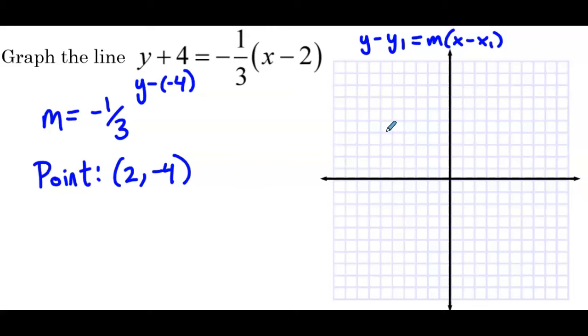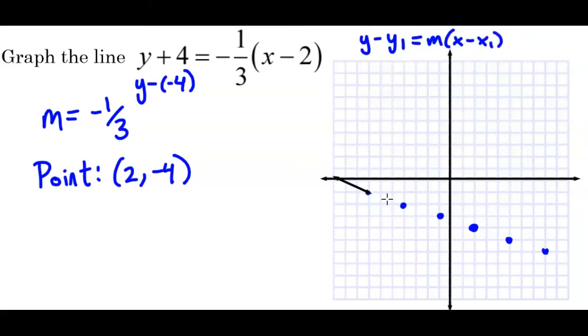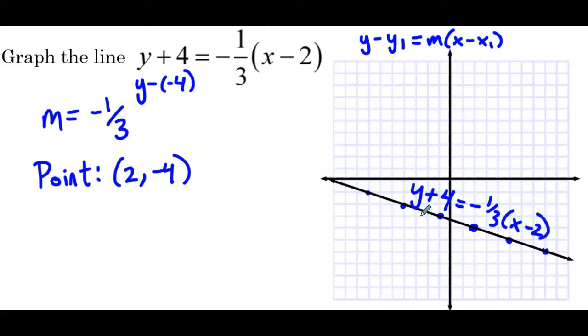So now we can plot the point 2, negative 4. And we have a slope of negative 1/3. Up 1, to the left 3, up 1, to the left 3. And now we can connect our points to create our line. I'll adjust this a little bit. There we go. So we have the equation y plus 4 equals negative 1/3 x minus 2.